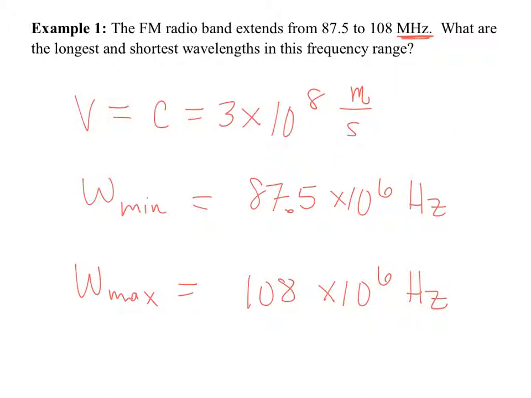When you tune in on the FM, you never go beyond 108. Where does it start? It always starts around 88, 87.5. Okay, that's the FM radio band.